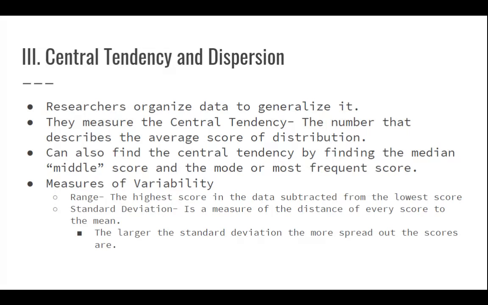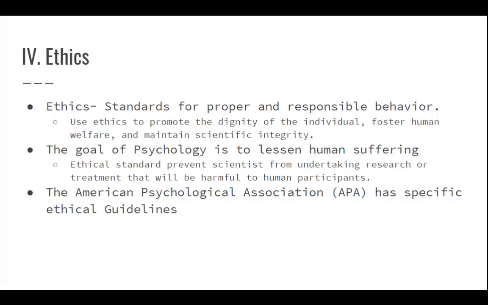You have some measures of variability, like the range, which is the highest score in the data subtracted from the lowest score, and the standard deviation, which is a measure of the distance of every score to the mean or the middle, right? And so the larger the standard deviation, the more spread out the scores are.